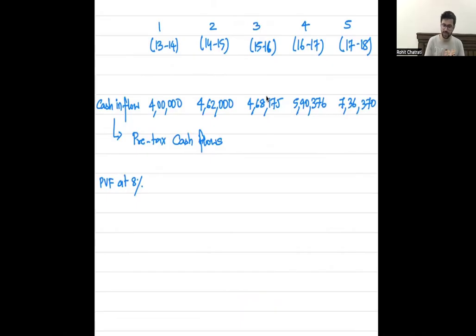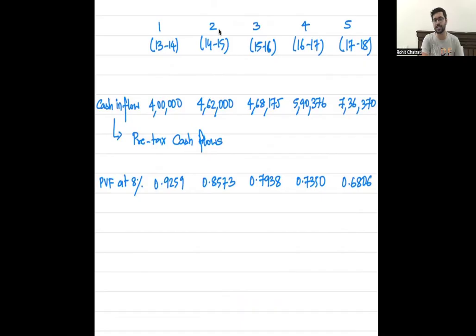The first year present value factor will be 1 divided by 1.08, which is equal to 0.9259. The second year will be 1 divided by 1.08 the whole square, which is equal to 0.8573. The third year will be 1 divided by 1.08 the whole cube, which is equal to 0.7938. The fourth year will be 1 divided by 1.08 the whole power 4, which is equal to 0.7350. And the fifth year will be 1 divided by 1.08 whole power 5, which is equal to 0.6806. So we calculated the discount factor as 1 divided by 1 plus r, the whole power n.